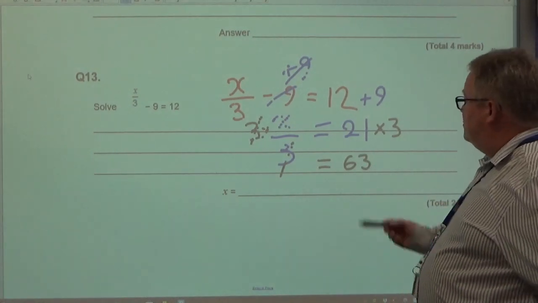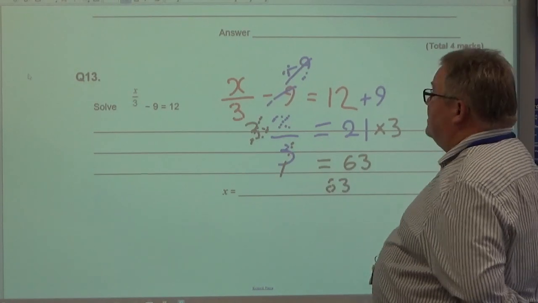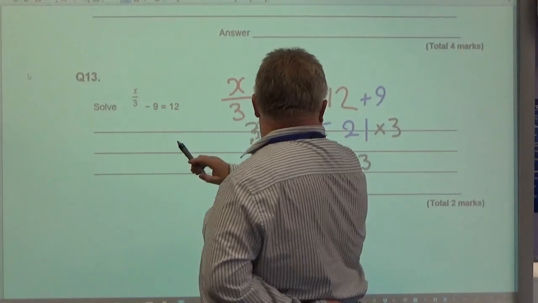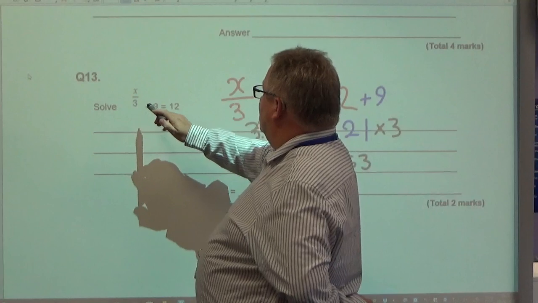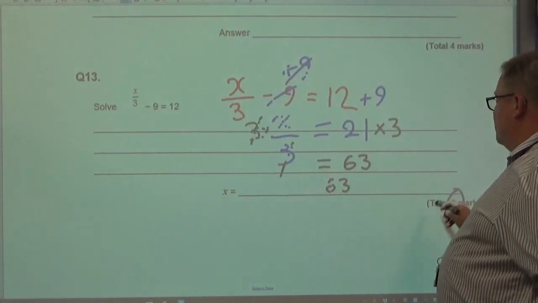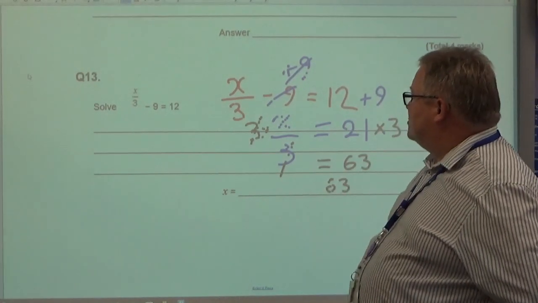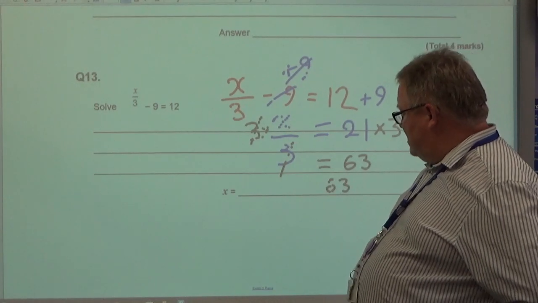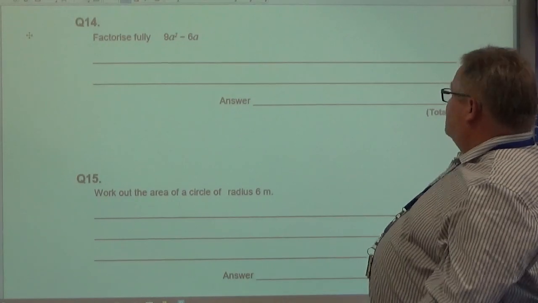Now always check when you've done an equation like that. Nice 2 marks, but 63 divided by 3 gives us 21. Take the 9 away and that gives us 12. So we're sure that we've got it. That's one of the nice things about maths, being able to just check and be sure that you've got some marks there.